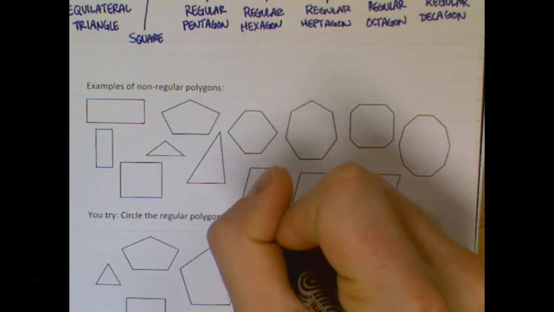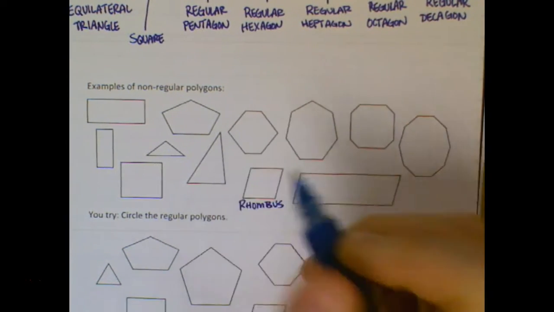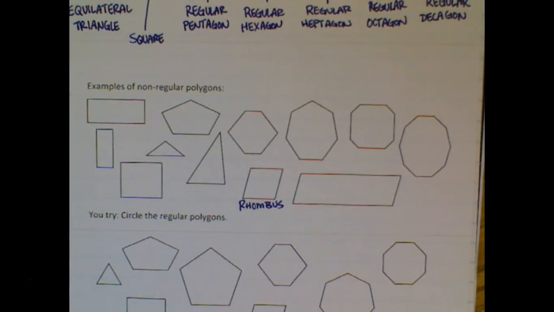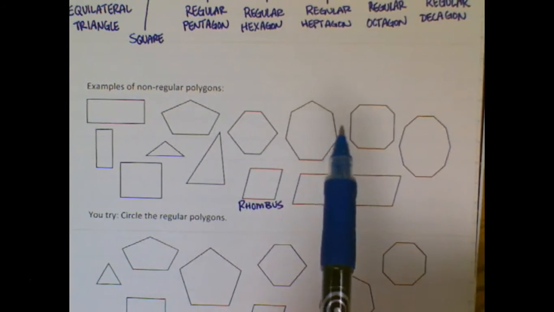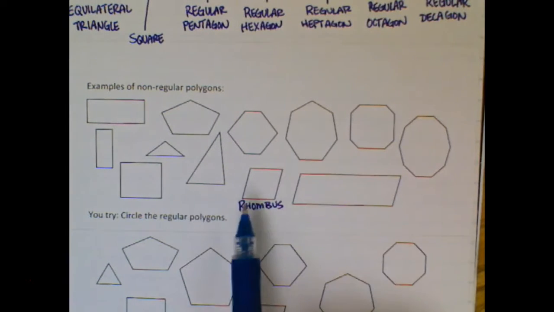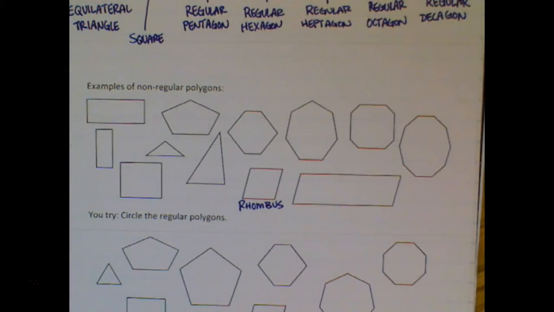This one I'm going to point out to you. A rhombus has 4 equal sides. All of these sides are the exact same length. The problem with a rhombus, to make it not a regular polygon, is the fact that not all the angles are the same. This one is less than 90 degrees. This one is more than 90 degrees. So that's the difference there.